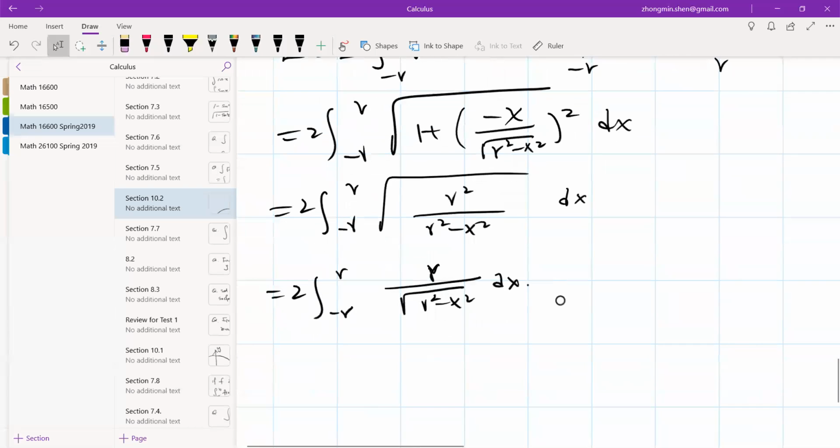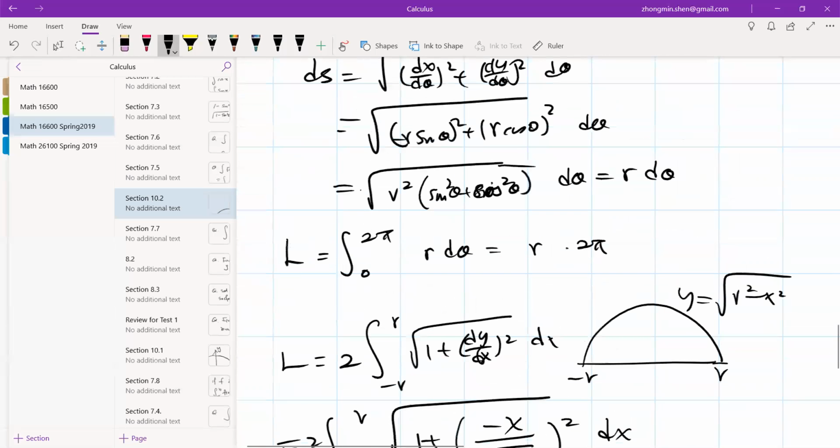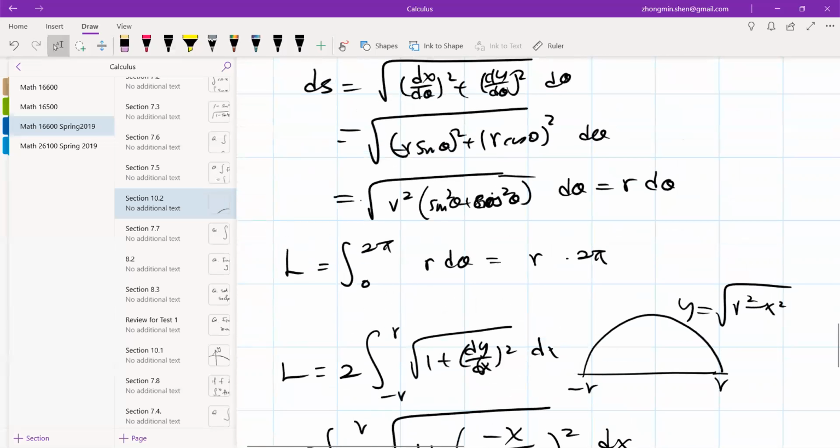So this one you have to use substitution, but I don't want to do that, because you see that it's getting more complicated compared to the first integral. It's so simple after simplifying, just the integral of the constant r. Then you get the arc length.